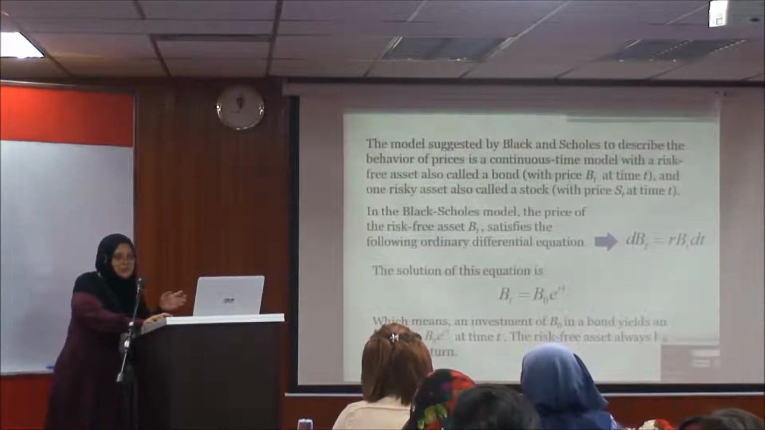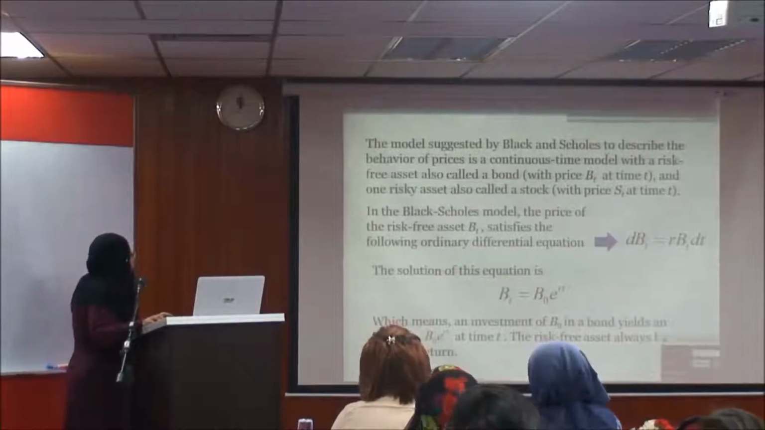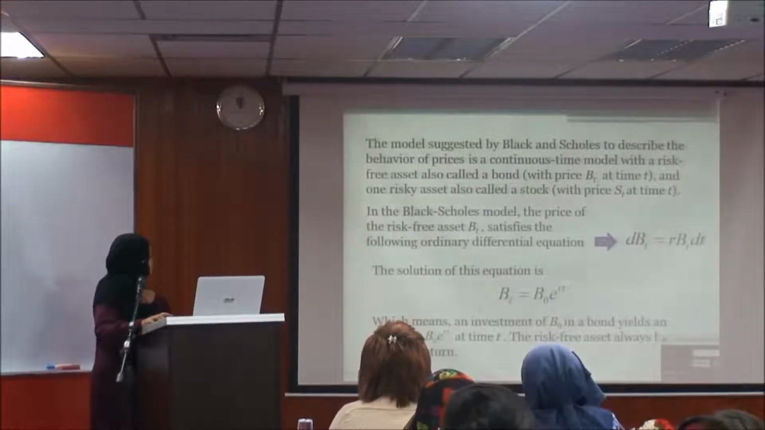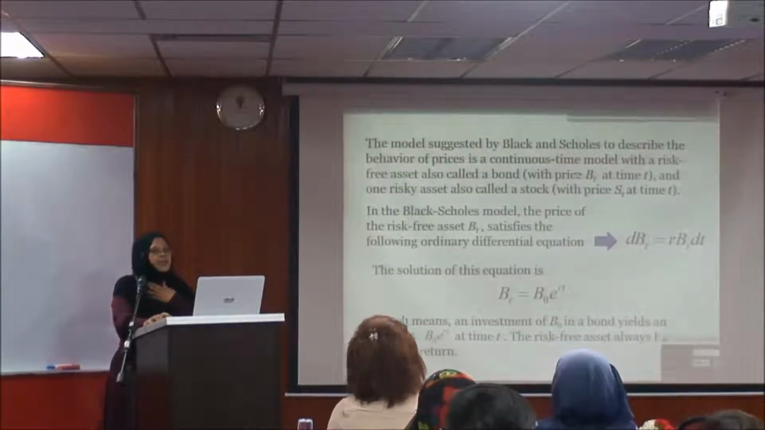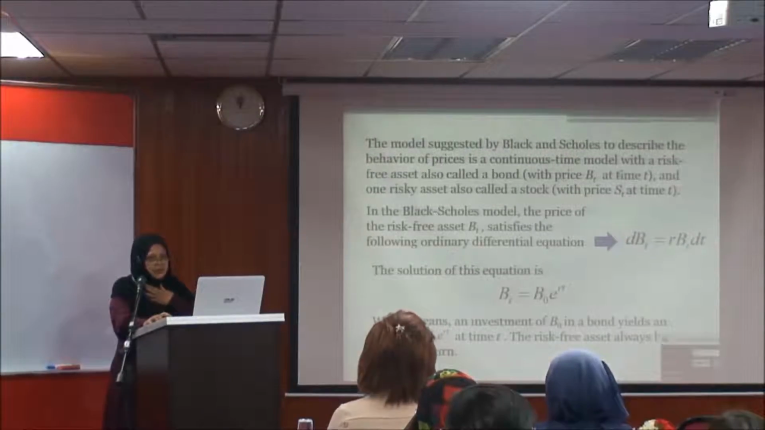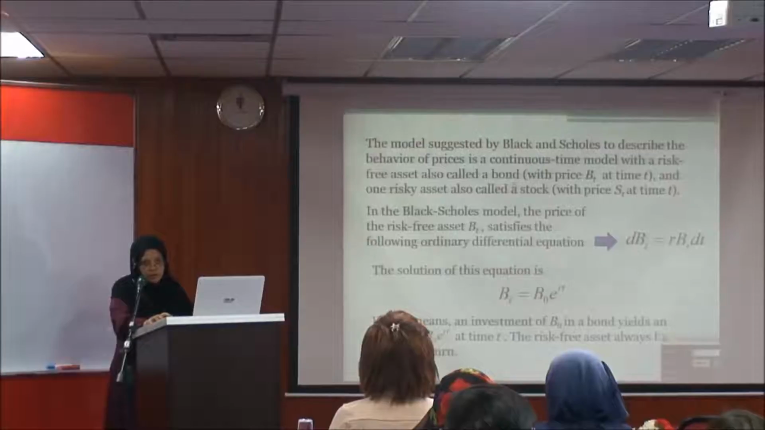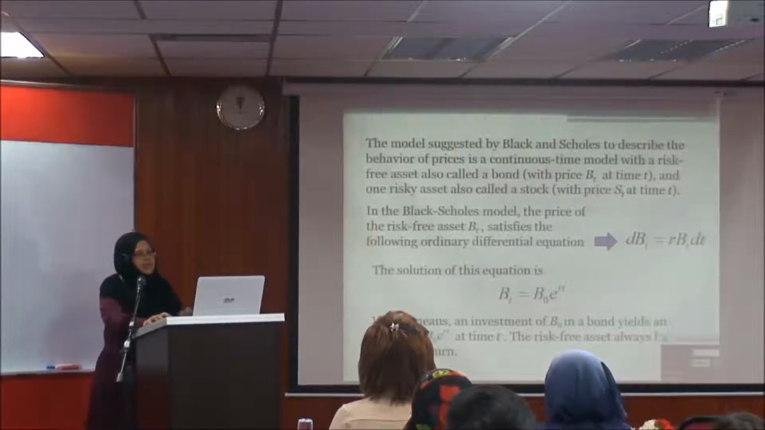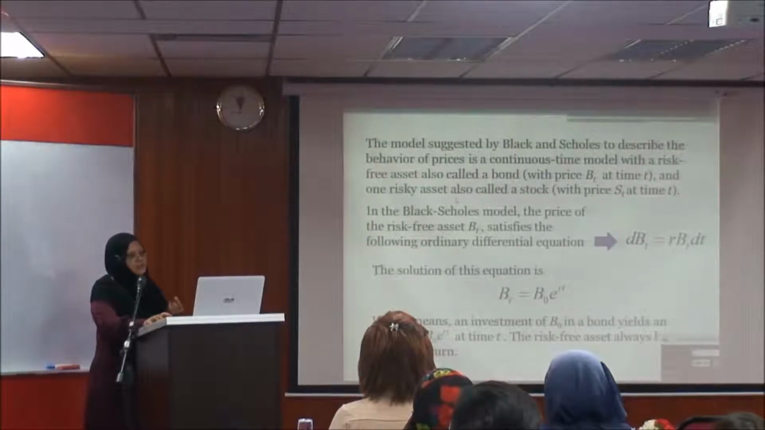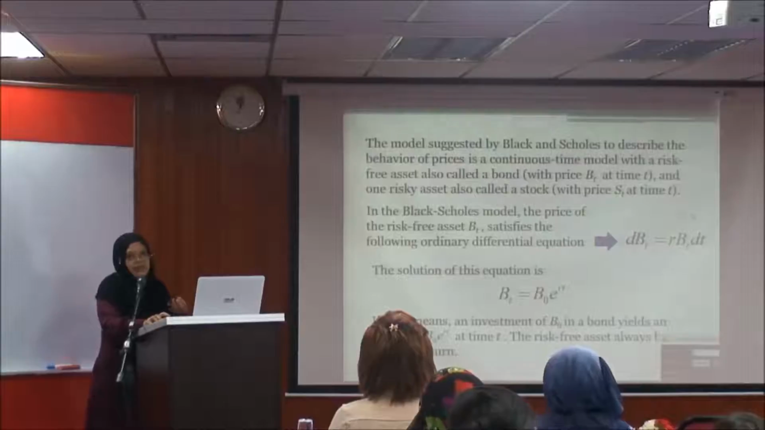Maybe some of you saw this a few years back, right? The model suggested by Black-Scholes describes the behavior of prices in a continuous time model. We have two assets. One is the risk-free asset, also called a bond. I think everybody has heard of a bond. We represent it with B_t, and the one risky asset, called the stock, S_t.